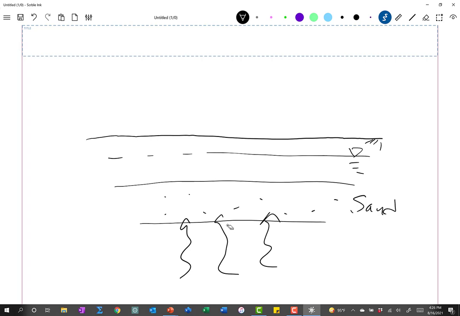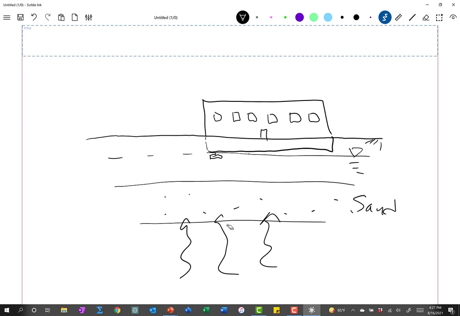But if we have a building that's located on the site, particularly if that building has, of course, like every building does, footings, and the building is going to be supported by those footings, then what ends up happening is we have a few other dynamics that can come into play.